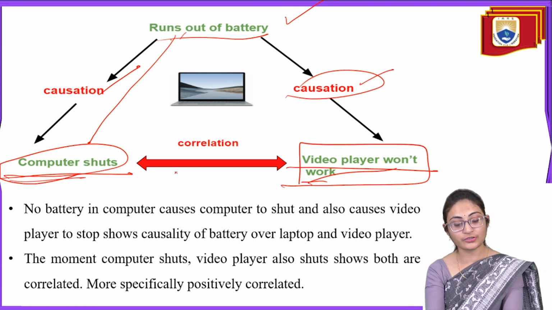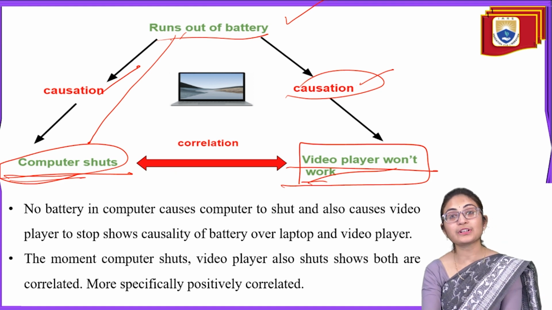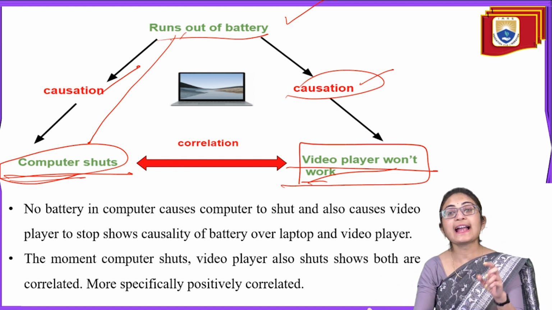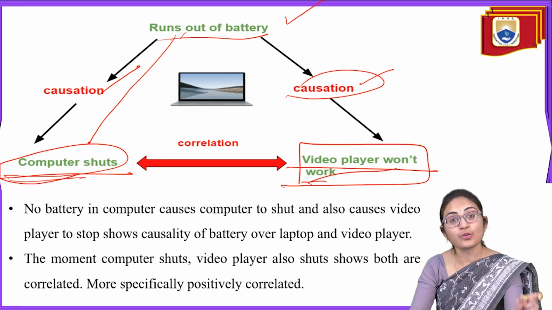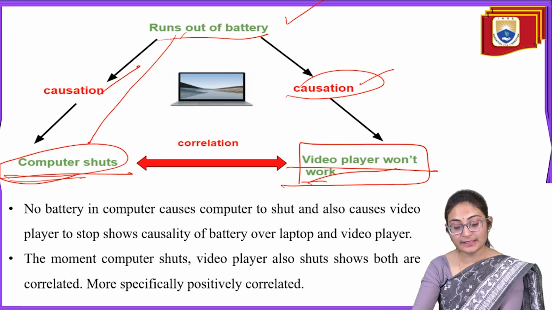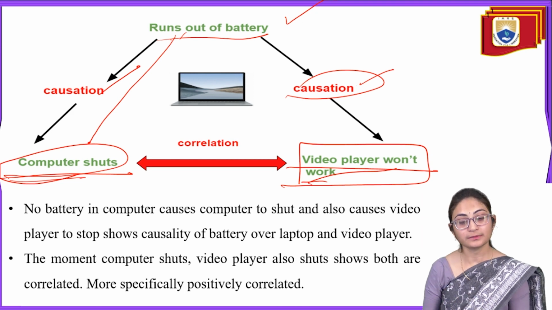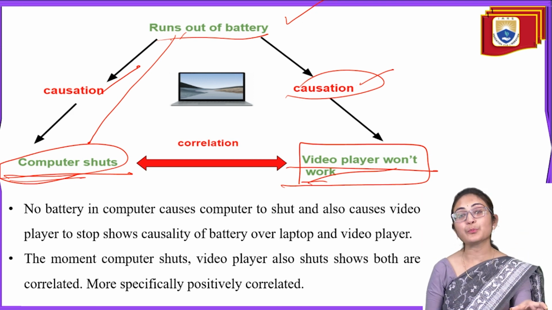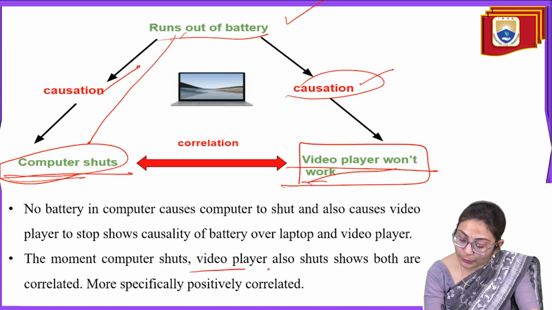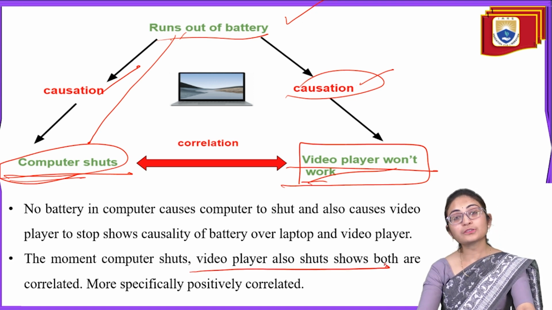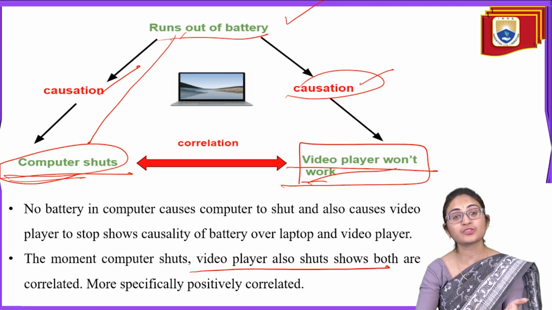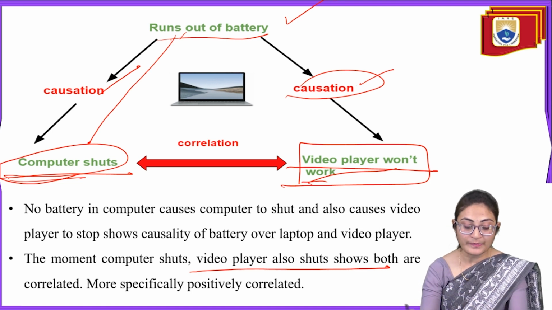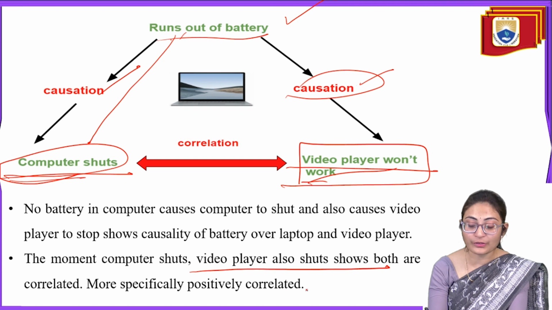These are the correlations. No battery in the computer causes the computer to shut down, and it will cause the video player to stop. This shows the causality of the battery over the laptop and video player. And the moment the computer shuts down, the video player also shuts down, which shows both are correlated. That means at the same time we can observe correlation and causation, and more specifically positively correlated.